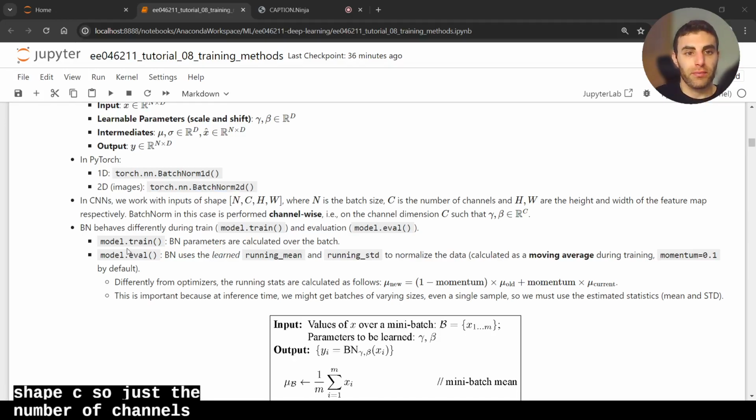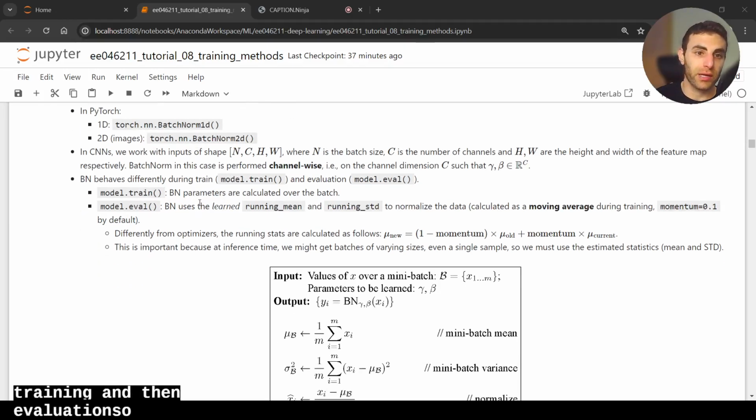Batch norm behaves differently during training and evaluation. In model.train, the batch normalization parameters, mu and sigma, are calculated over the batch. At inference time, we can get batches of different sizes, even a single sample, so batch norm has to behave differently. We actually use the learned mean and standard deviation, which are running statistics. This is a technique to estimate the global mu and sigma. The way we do this is a technique we already became familiar with when we talked about optimizers. It's called the moving average.